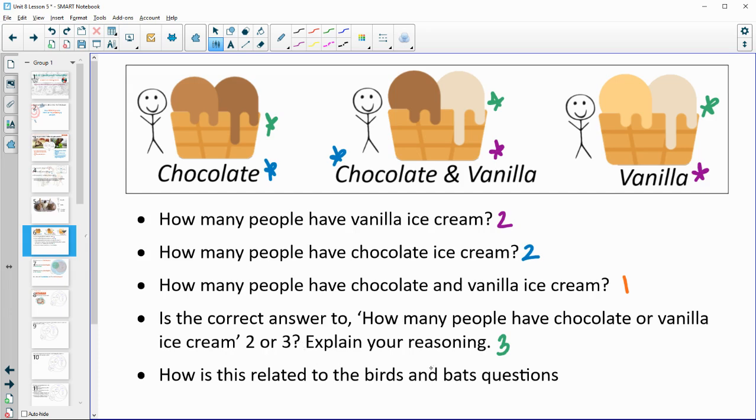And then how is this related to the bats and the birds question? Well, because these people are sharing something. So they could have chocolate only. They could have vanilla only. Or they could have both chocolate and vanilla. So this is just chocolate. Chocolate and vanilla is the overlap, and this would be just vanilla.